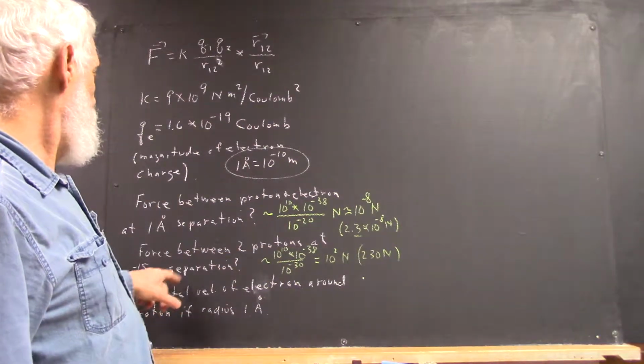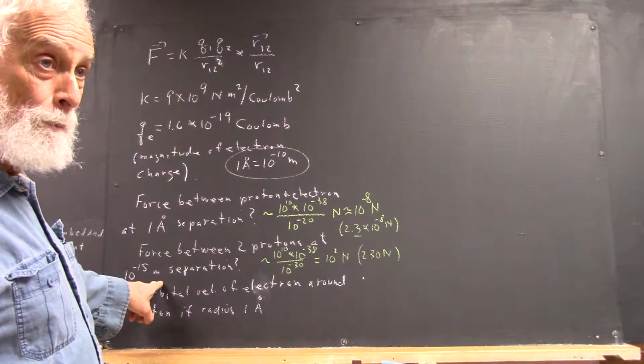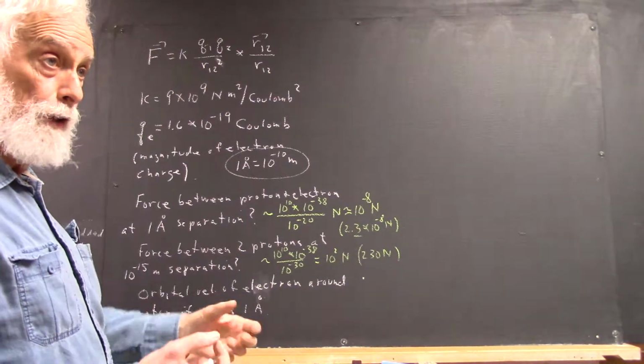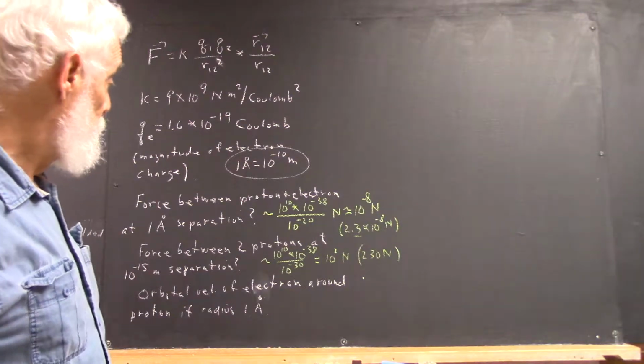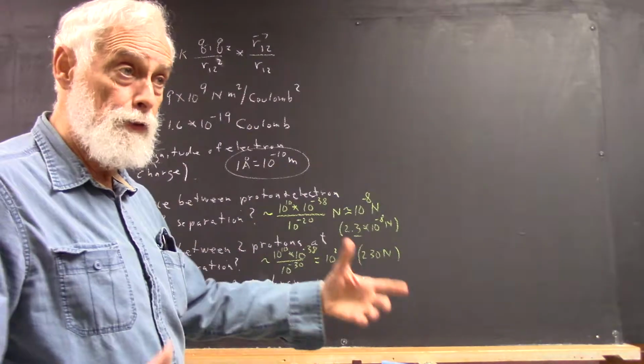And then at 10 to the negative 15th meter, which is a femtometer, separation, roughly the separation of particles in a nucleus, you get about 230 newtons, which is astoundingly big.